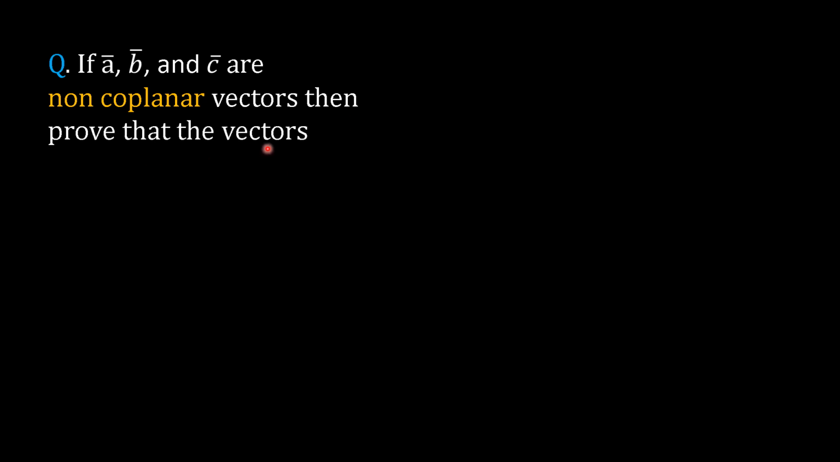If a bar, b bar and c bar are non-coplanar vectors, then we have to prove that the vectors a bar minus b bar plus c bar, a bar plus b bar minus 3c bar, and a bar plus 4b bar minus 9c bar are collinear.